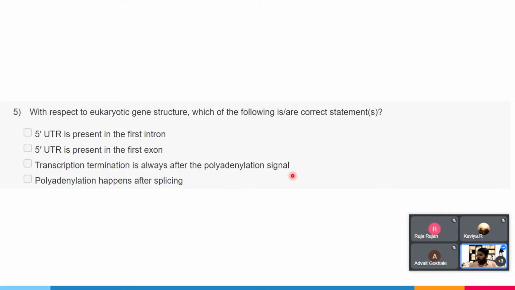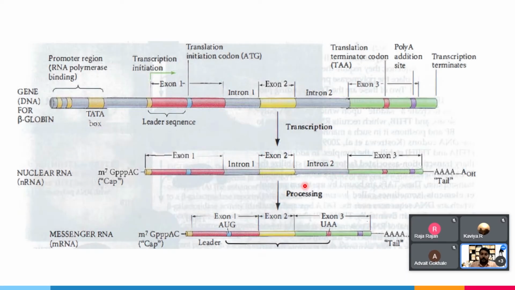Okay, so no one else seems to be willing, so we will go ahead and look at the gene structure. This is a bit complicated, but this is something that is asked very often, to draw the structure of a eukaryotic gene or that of an mRNA. This is something that I would request you to go and practice.